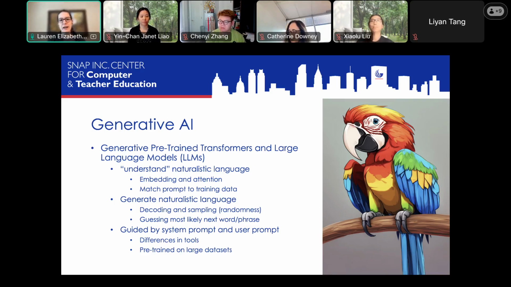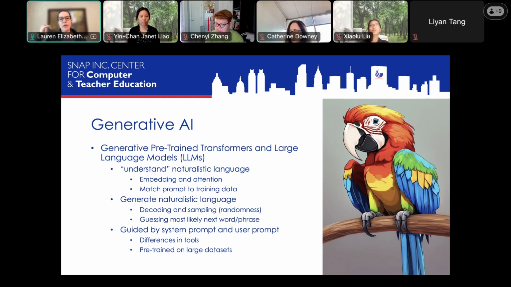So generative AI, the most common one is a generative pre-trained transformer. If you ever wondered what GPT stood for in ChatGPT, it's a generative pre-trained transformer. And they're based on large language models. That was really the technological advancement that allowed for generative AI, these large language models.